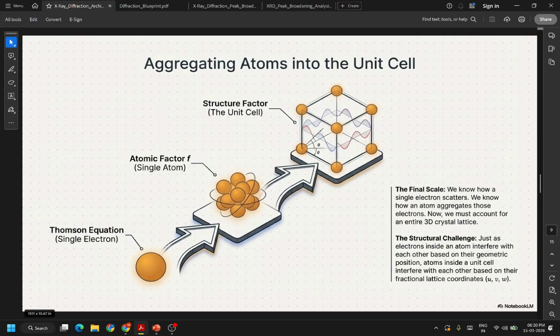So now first we talked in terms of single electron scattering, which is encompassed by Thomson equation. Then we talked about a single atom, which is encompassed by atomic scattering factor F. Now we'll talk about the unit cell, which is given by the structure factor, and this is what finally results in your X-ray diffraction peaks.